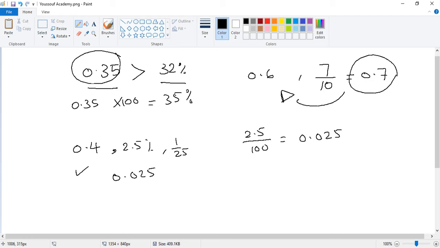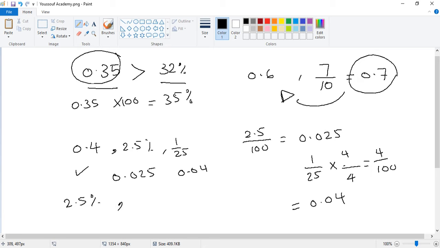1 over 25. To change it to a decimal, we multiply the top by 4 and the bottom by 4. It will be 4 over 100 and the answer will be 0.04. So 2.5% is the smallest number.